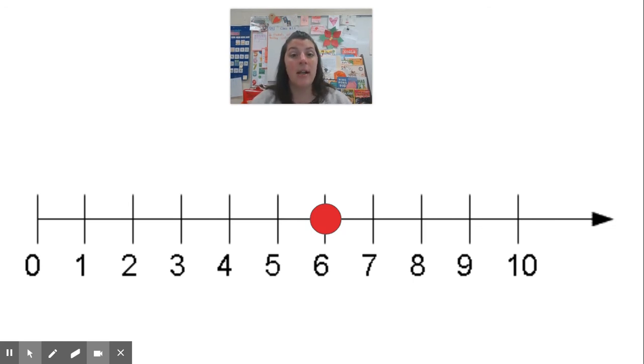Send me a video telling me how many more we need, explaining how the number line helped you, and trying to use one of those number sentences or equations.